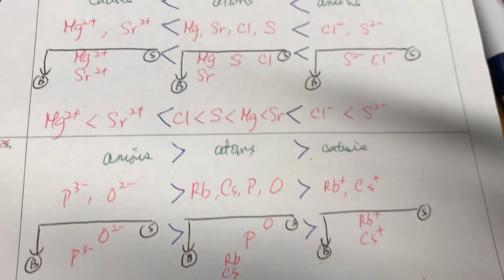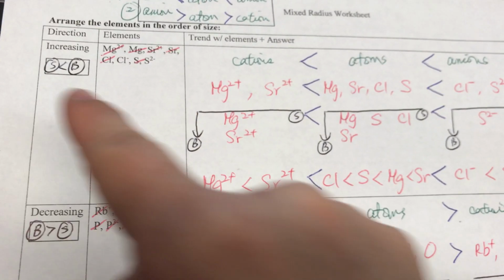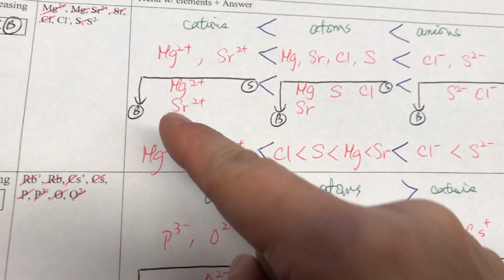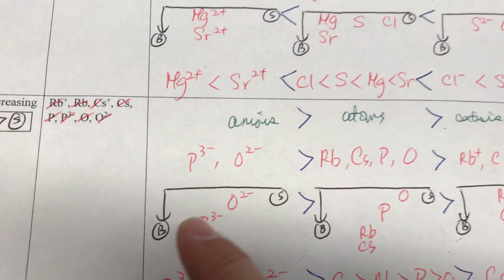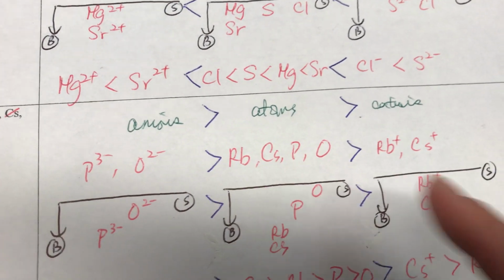So this question is different from the top one because the top one is from small to big. We got to start from here, here, here. But the bottom question starts from big to small. So we have to go this, that, and that.